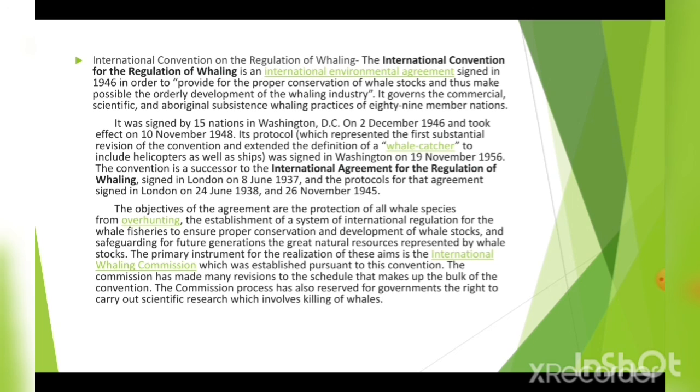Then, the International Convention for the Regulation of Whaling. It is an international agreement signed in 1946 in order to provide for the proper conservation of whale stocks and thus make possible the orderly development of the whaling industry. It governs the commercial, scientific, and aboriginal subsistence whaling practice of 89 member nations.